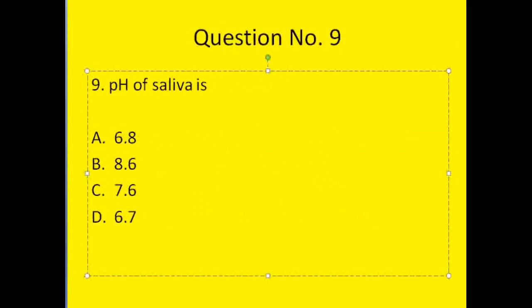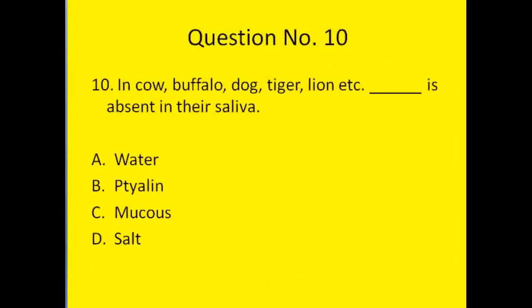Question number 9. What is the pH of saliva? The answer is 6.8. The answer is 6.8 because it's a numeral, so you have to learn this by heart. So the correct option for the 9th question, the pH of saliva, is 6.8.